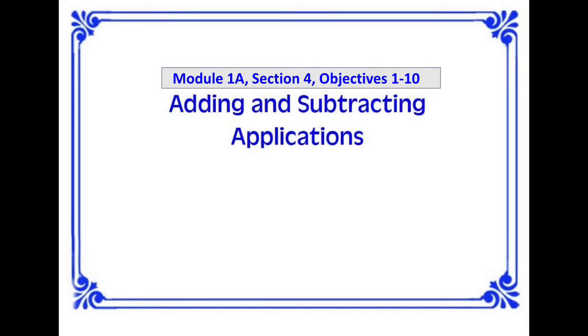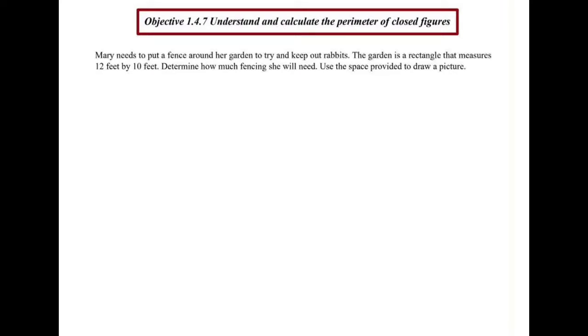Module 1, Section 4, and this is going to be Objective 7. It says, understand and calculate the perimeter of closed figures. So what is perimeter? Okay, let's read through this problem and it'll probably get us set in the right direction.